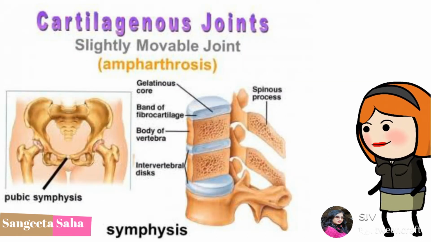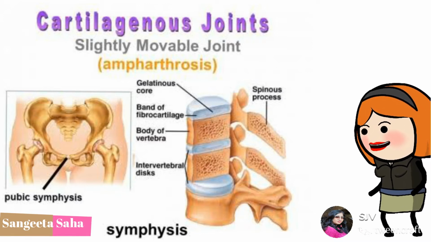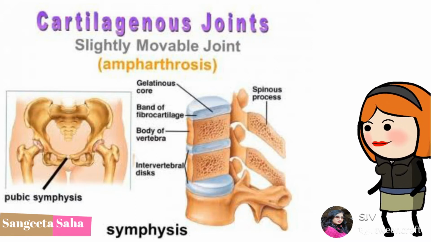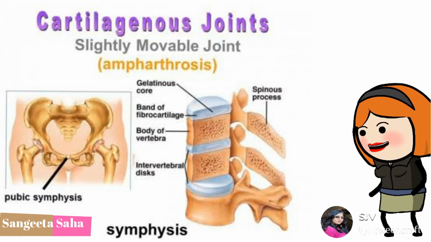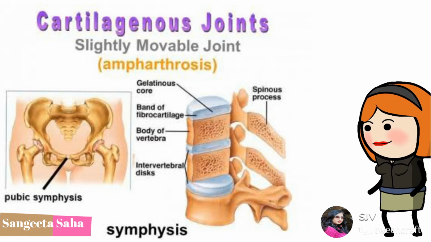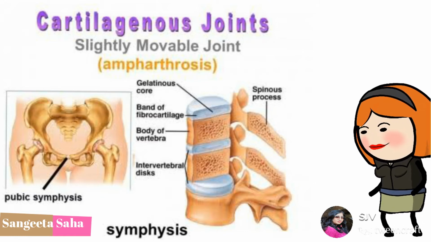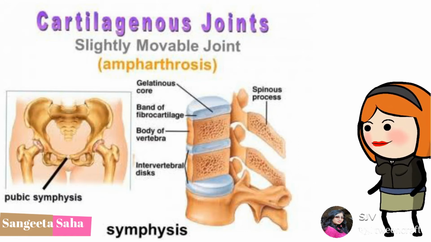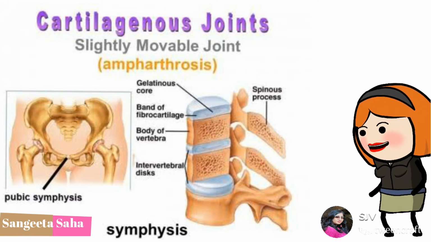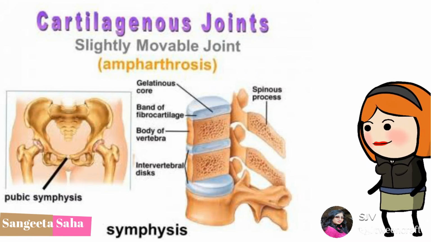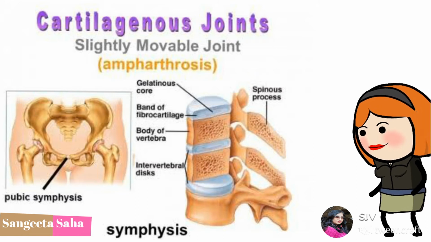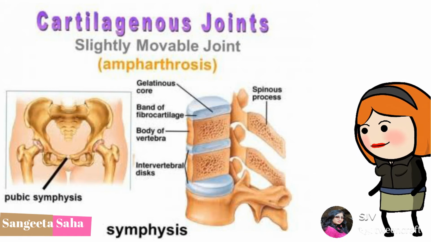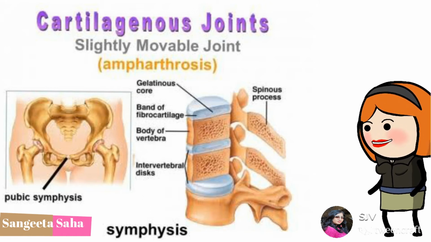Slightly movable joints permit some movement but provide less stability than immovable joints. These joints can be structurally classified as cartilaginous joints, as bones are connected by cartilage at the joints. Two types of cartilage may be found at cartilaginous joints, that is hyaline cartilage and fibrocartilage. Hyaline cartilage is flexible and elastic, while fibrocartilage is stronger and less flexible.